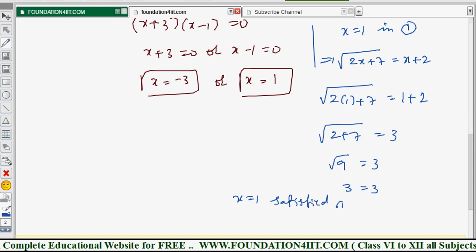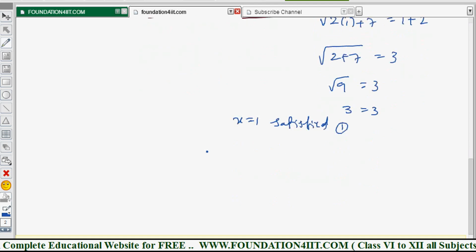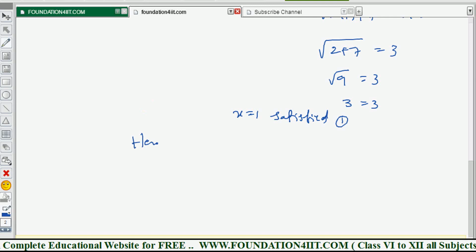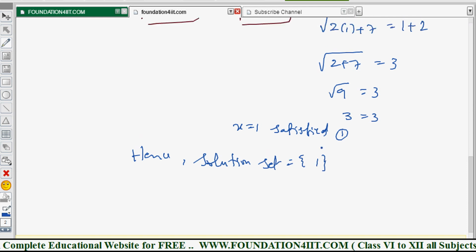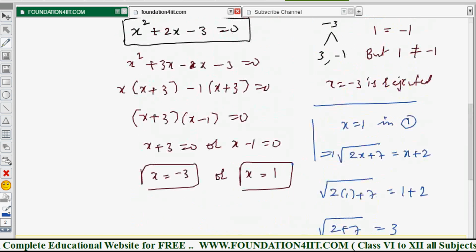So that satisfies equation 1. That means here is a solution set. So hence we got 2, but the solution set is only 1 among these 2. So that is equal to only 1. Okay, not minus 3, right? This is compulsory in this method, you should remember.